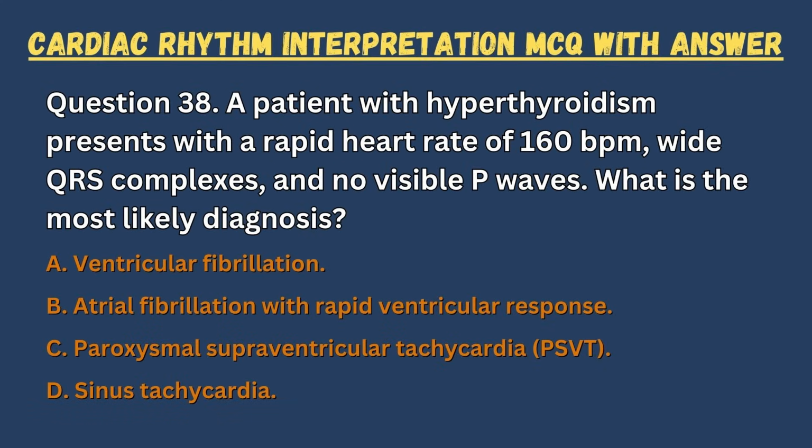Question 38. A patient with hyperthyroidism presents with a rapid heart rate of 160 BPM, wide QRS complexes, and no visible P waves. What is the most likely diagnosis? A. Ventricular fibrillation. B. Atrial fibrillation with rapid ventricular response. C. Paroxysmal supraventricular tachycardia, PSVT. D. Sinus tachycardia.